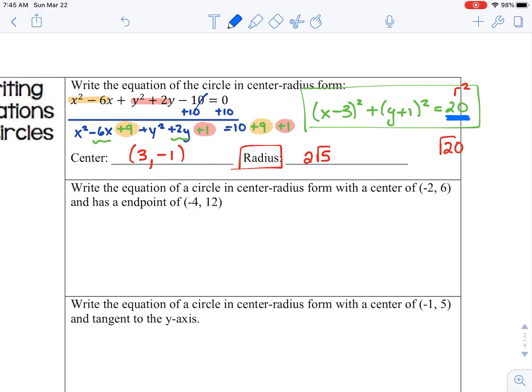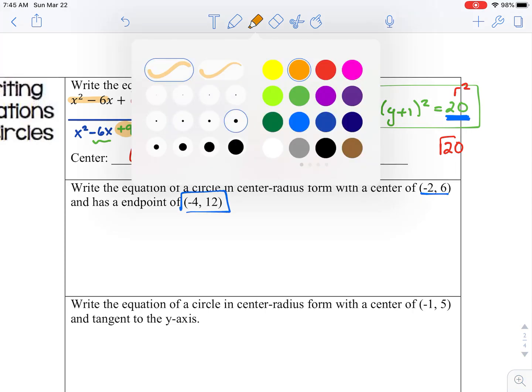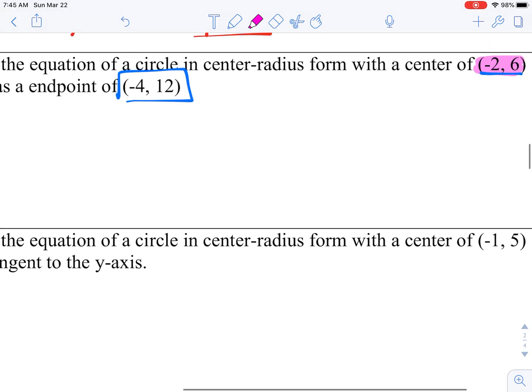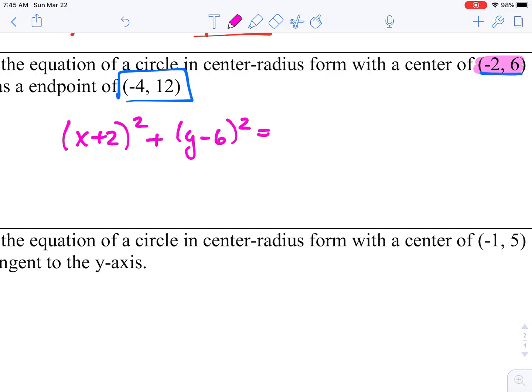It says, write the equation of a circle in center-radius form with the center at (-2, 6) and this (-4, 12) as your endpoint. The only thing I really noticed on quizzes in the past is sometimes people plop things in the wrong places. So if they want our center, let's first put in our center. Remember, as you're doing your center, it's always the opposite. So (x + 2) squared, then (y - 6) squared equals r squared. So first, go ahead and put in your center.